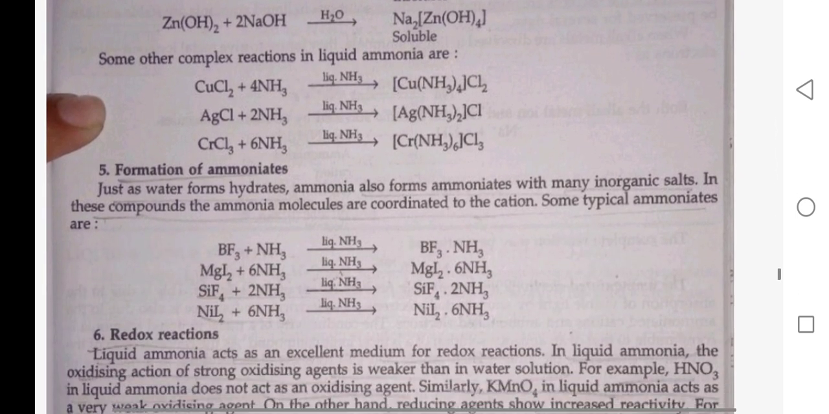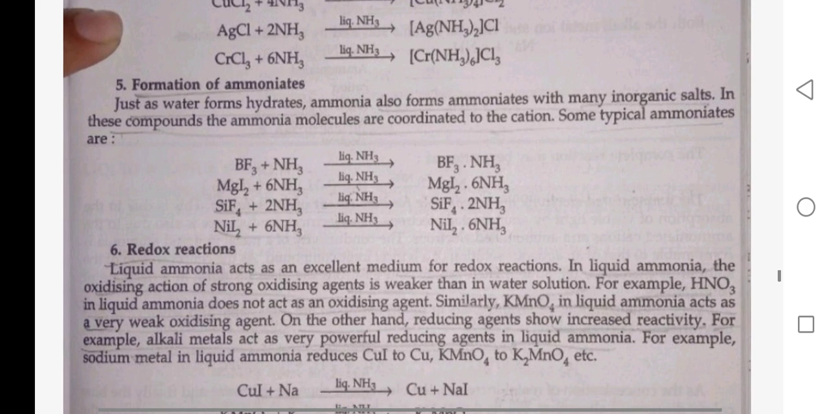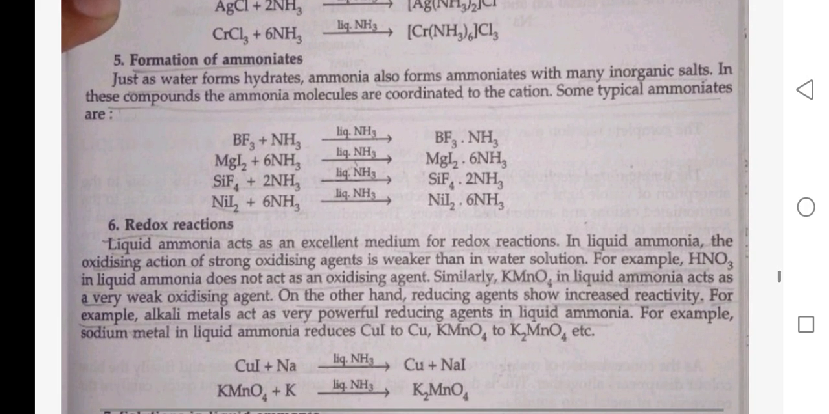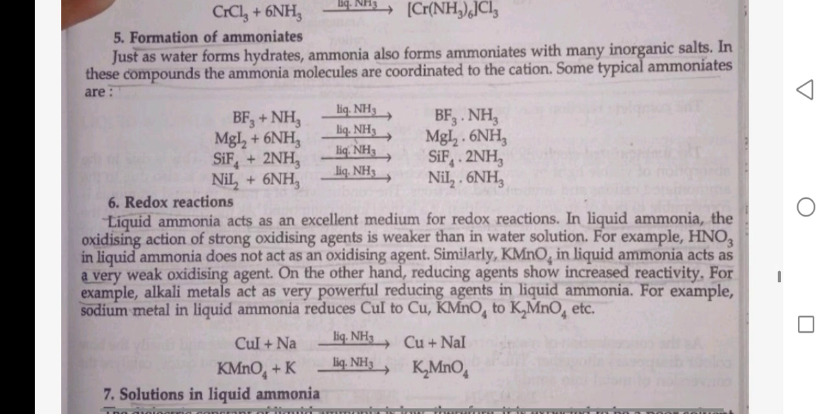Formation of ammoniates. Just as water forms hydrates, ammonia also forms ammoniates with many inorganic salts. In these compounds, the ammonia molecules are coordinated to the cation. Some typical ammoniates: BF3 reacts with ammonia in presence of liquid ammonia, with formation of BF3.NH3.